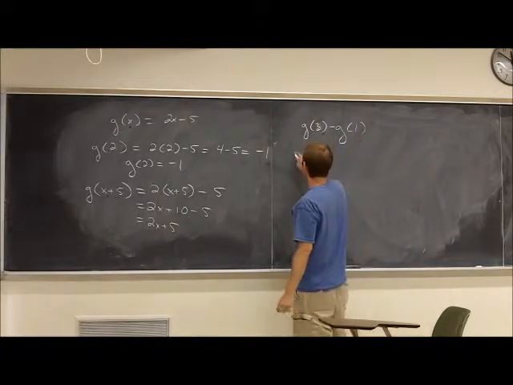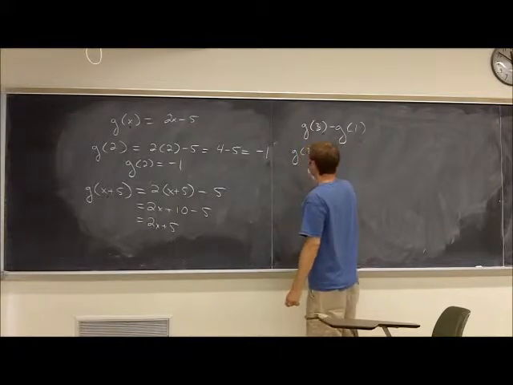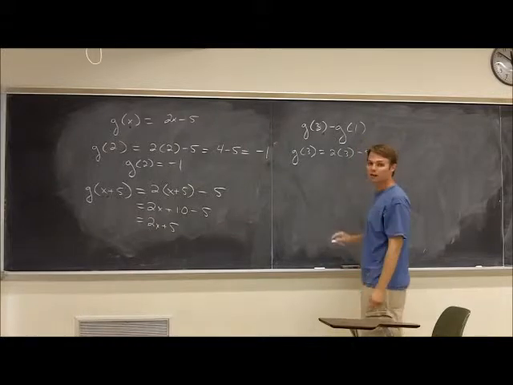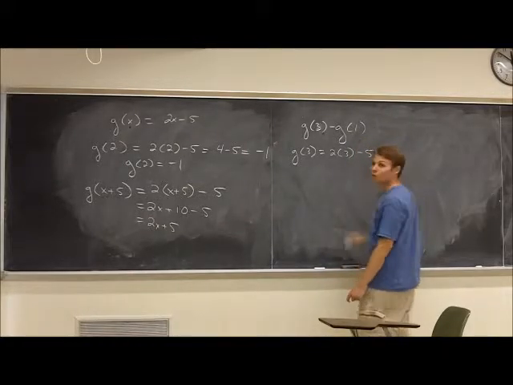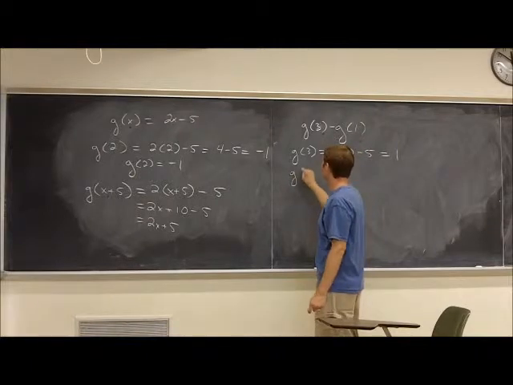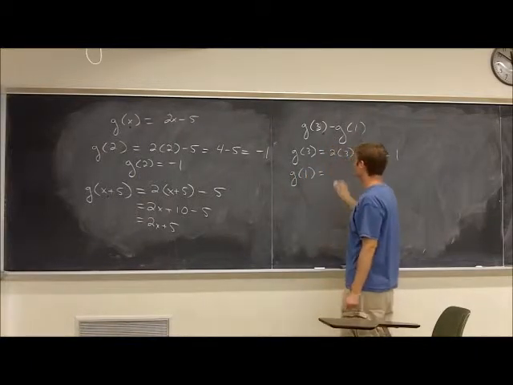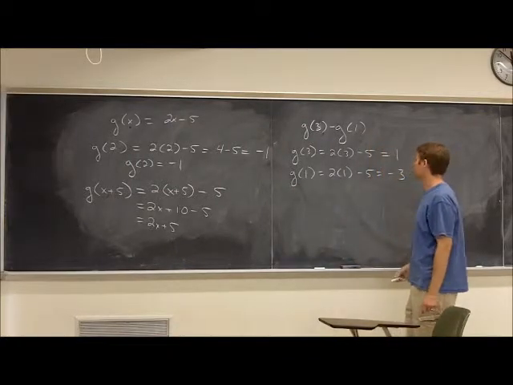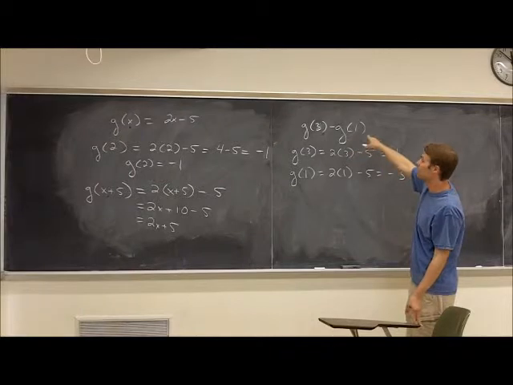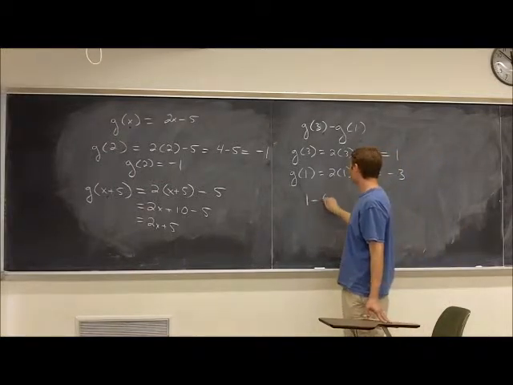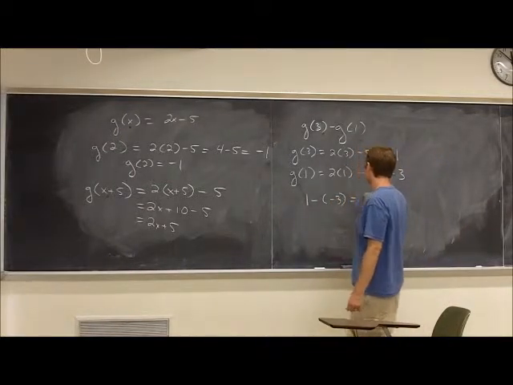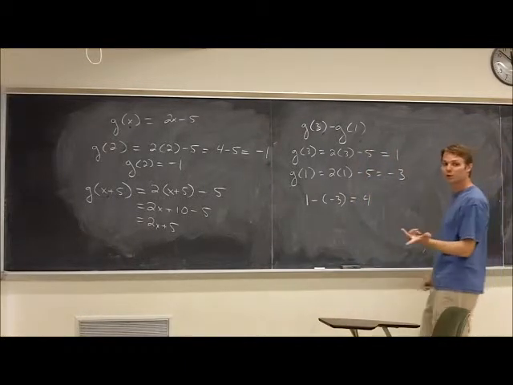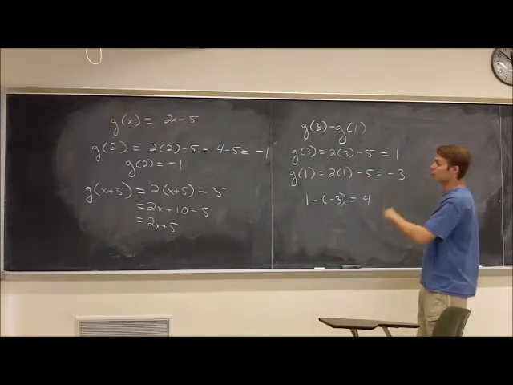So for example, g of 3 would be equal to 2 times 3 minus 5, so 6 minus 5, which is 1. But g of 1 is going to be equal to 2 times 1 minus 5, which is negative 3. So g of 3 minus g of 1, that would be 1 minus negative 3. So we get a positive 4 for that one. So those are a little tricky just in the fact that you have to do a little work before you actually put the two together.